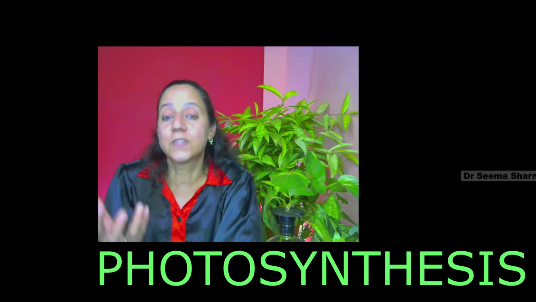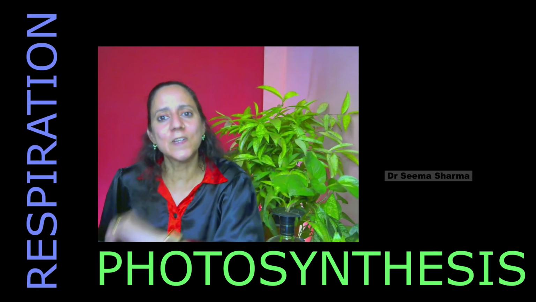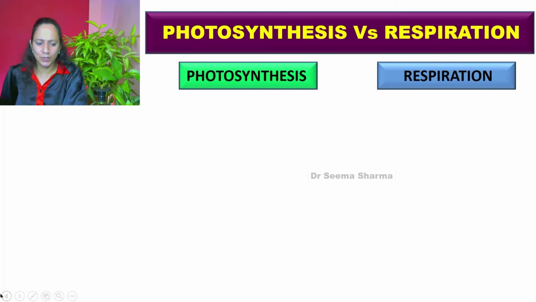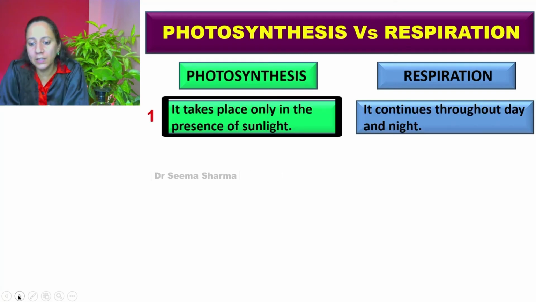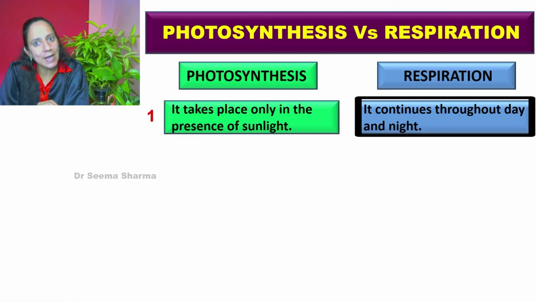Now this was about respiration in plants. Many of my students have a little bit of confusion regarding photosynthesis, which is one of the important life processes as far as plants are concerned, and respiration, about which we have discussed in this video. Let's try to differentiate between these two important life processes with the help of this tabulated account. Photosynthesis takes place only in the presence of sunlight. Respiration continues throughout the day and night.